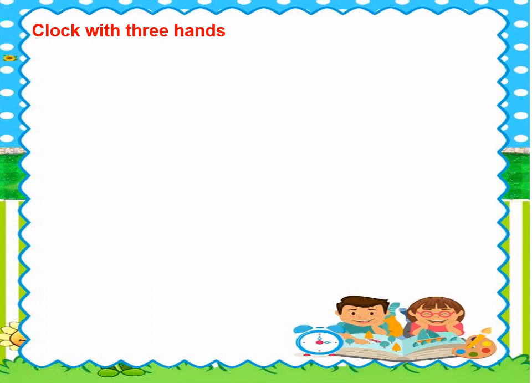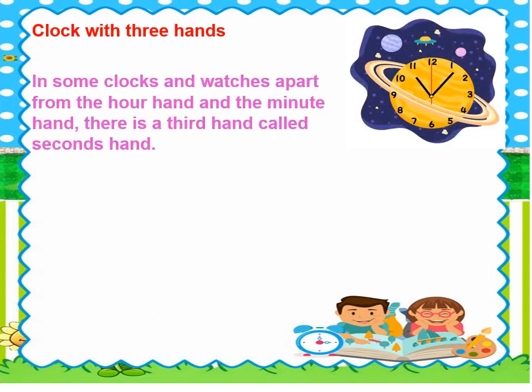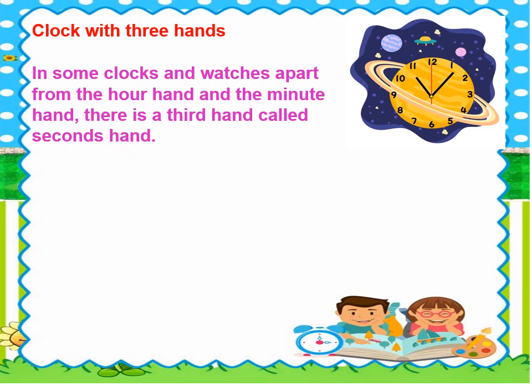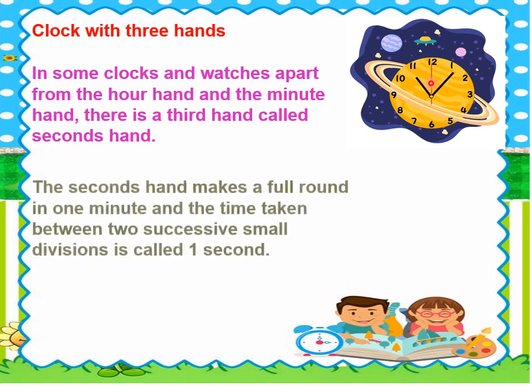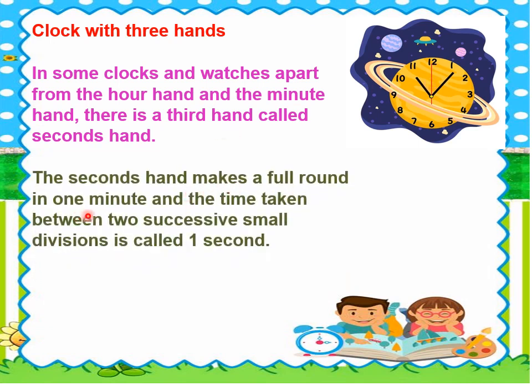Now our next topic is clock with 3 hands. In some clocks and watches, apart from the hour hand and the minute hand, there is a third hand called the second hand. Till now we have seen two hands in a clock, that is the hour hand and the minute hand. Now the third hand is the second hand. The second hand makes a full round in 1 minute, and the time taken between two successive small divisions is called 1 second.